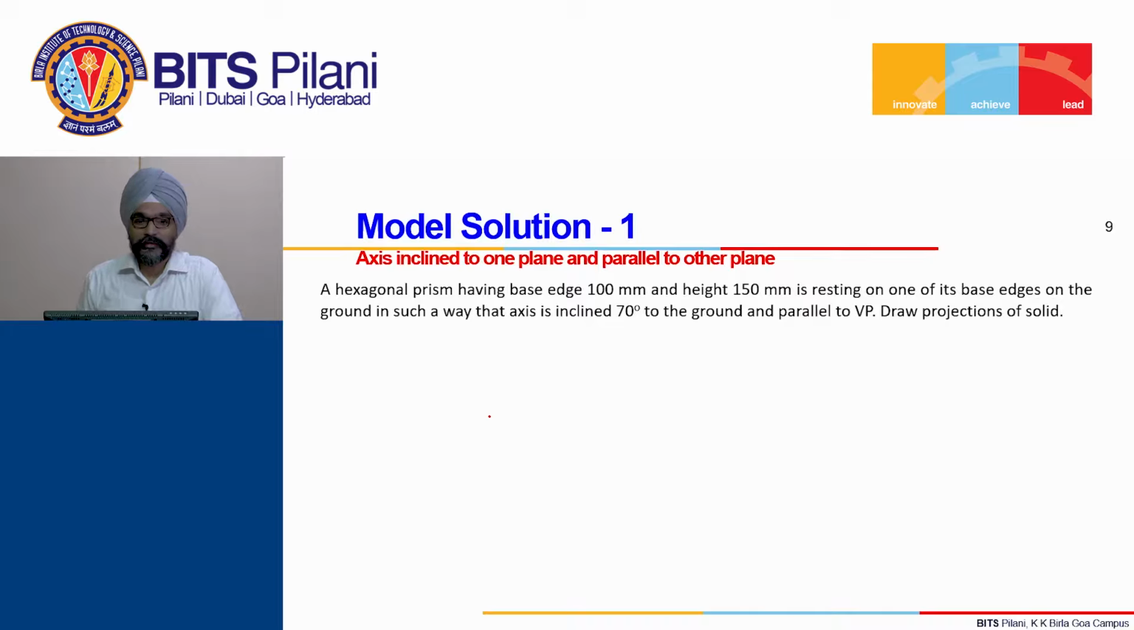This is resting on one of its base edges on the ground. When the base edge is on the ground, it has to rest finally with the base edge on the ground. That means in the final position the axis will be tilted. It is given in such a way that the axis is inclined at 70 degrees to the ground and it is parallel to the VP. In this given condition, we shall first neglect this inclination. We will consider that the axis is initially at 90 degrees.